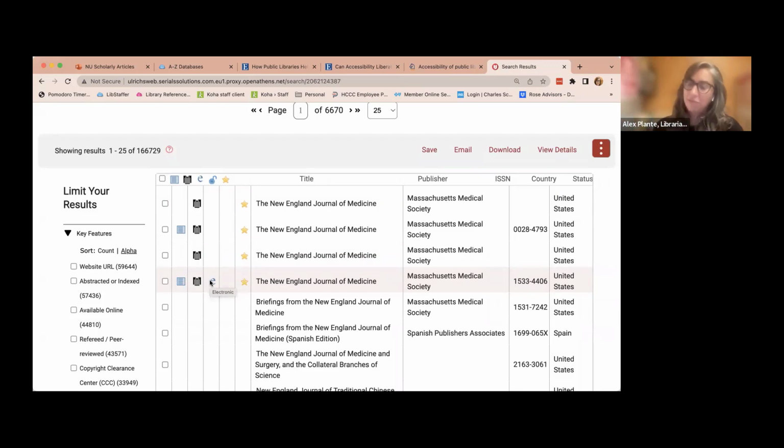So if you were out there searching and you found an article and it said it's coming from the New England Journal of Medicine, you plugged it into Ulrich's Web, you would be able to confirm that indeed this is a scholarly article because it is coming from a scholarly, peer-reviewed academic journal. Make sense? It's a very useful tool.